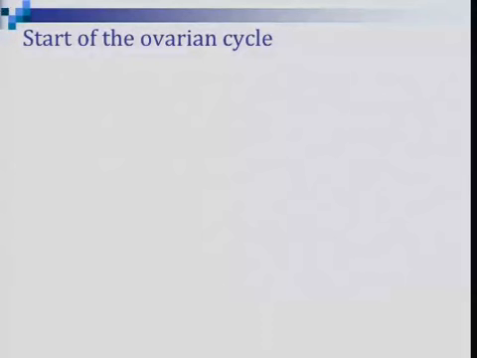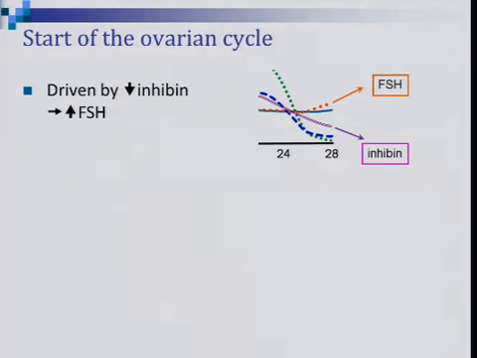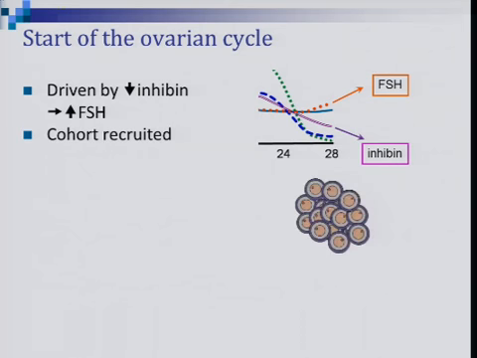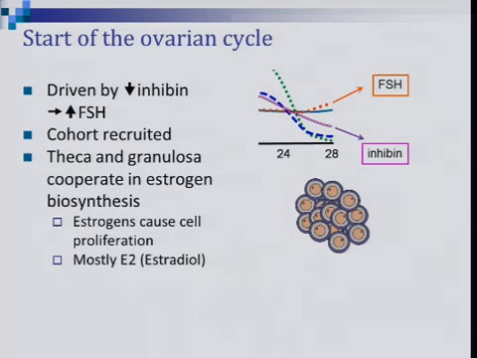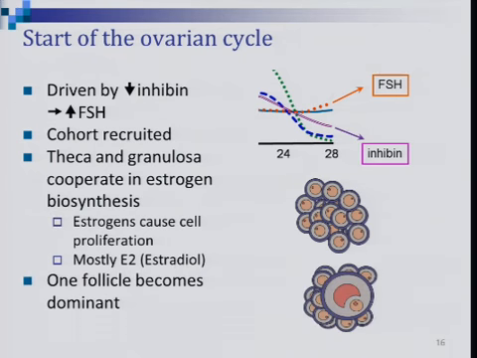So the start of the ovarian cycle is driven by the decrease in inhibin causing an increase in FSH. So this is right here at day 28. That results in a process that's not well understood in the recruitment of a cohort of follicles. So a group of follicles comes forth, and they're going to be the ones to develop. The theca and granulosa cooperate in estrogen biosynthesis. Estrogens cause cell proliferation, and the dominant estrogen is estradiol, E2. And under this influence, one follicle will become dominant.